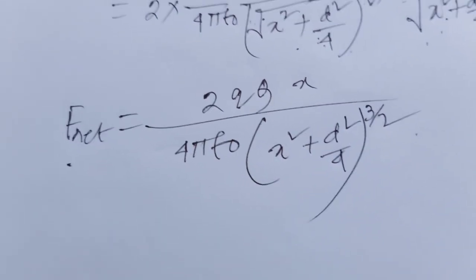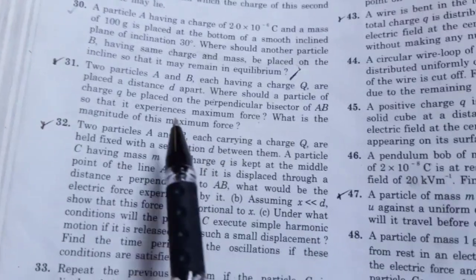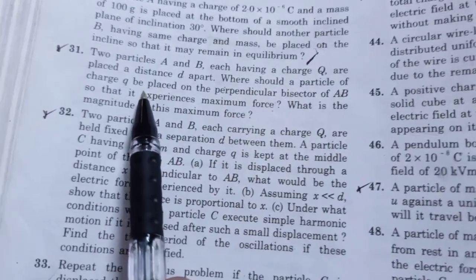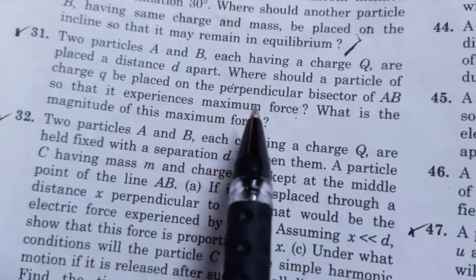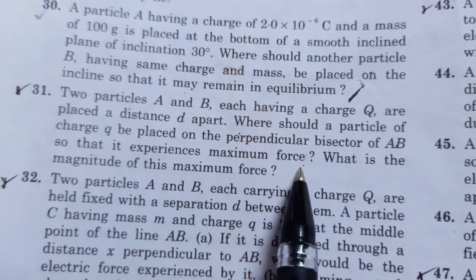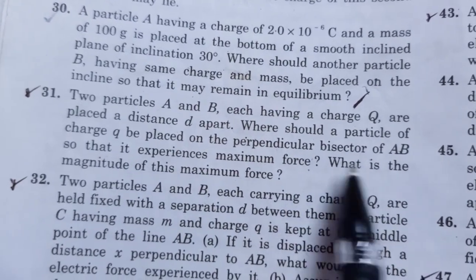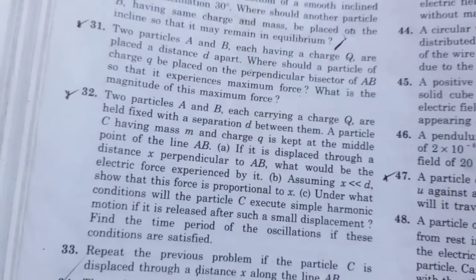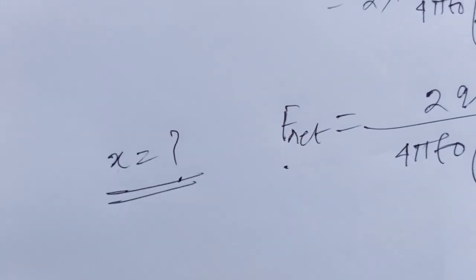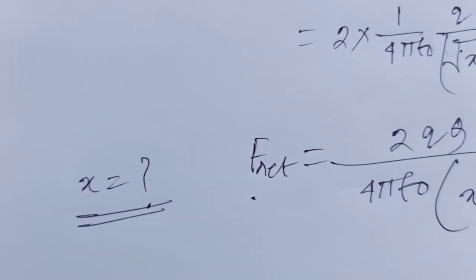And the question is that where should a particle of charge Q be placed on the perpendicular bisector of the line AB so that it experiences maximum force? What is the magnitude of this maximum force? So where, first of all, means you have to calculate the value of x. Where should that particular force be maximum?